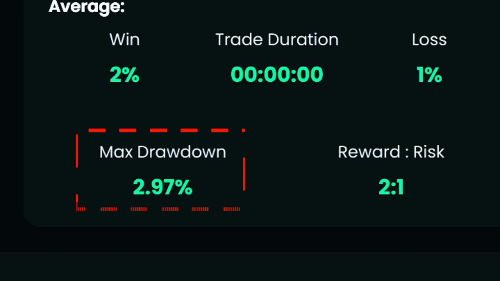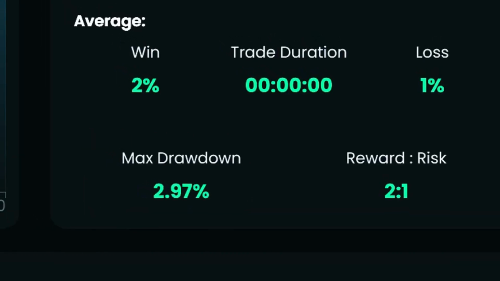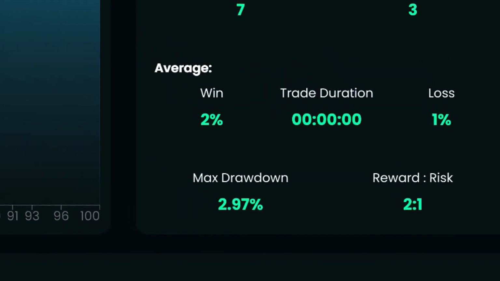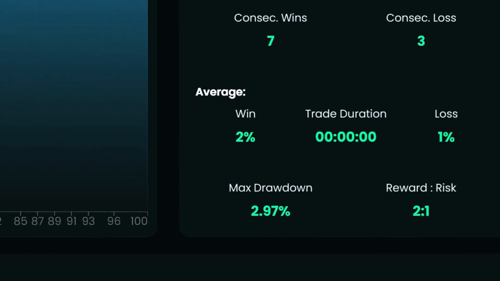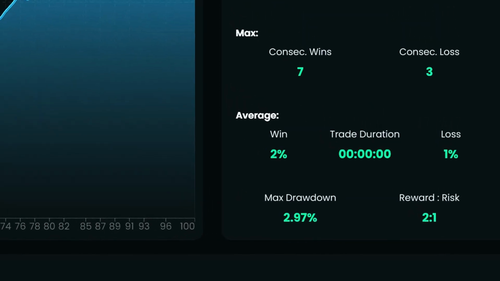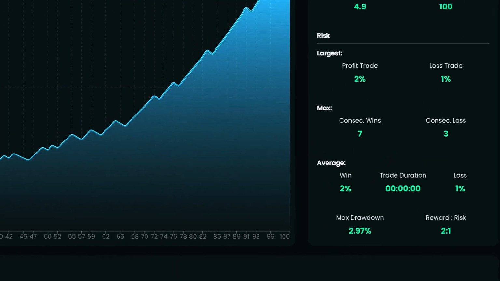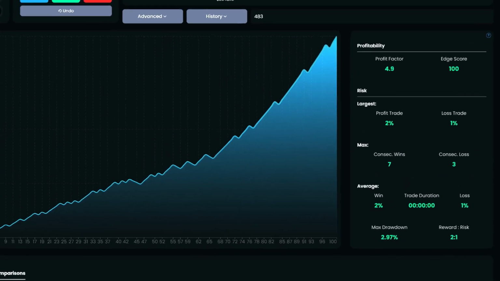Overall, the backtesting results reveal a strategy with an excellent win rate, a strong profit factor, and solid risk management characteristics. Of course, past performance doesn't guarantee future results, but it's a promising sign for traders looking to try this strategy in their trading routine.